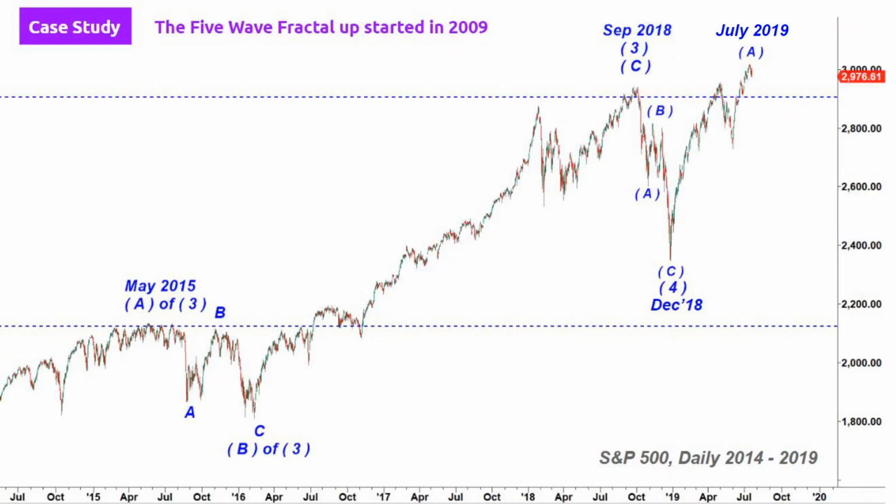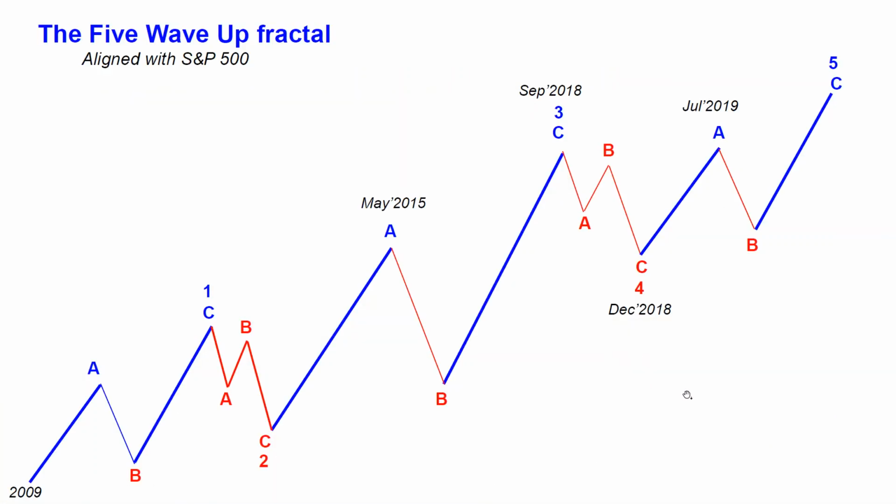And I'm sure all of you remember that sharp drop, which is structured as A, B, and C, and it bottomed in December 2018. And since then, we had an impressive, unstoppable rally. This is basically how wave A of 5 normally looks, and we can see here that I think it has finally topped. Again, this is the daily chart.